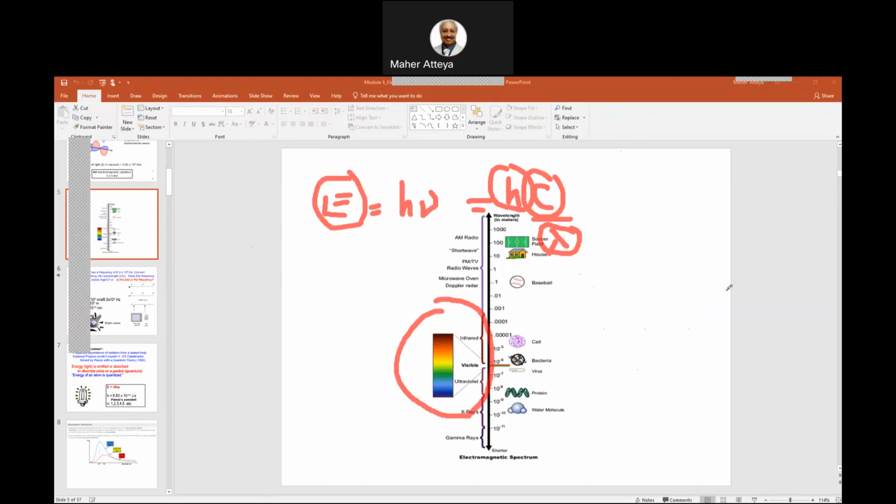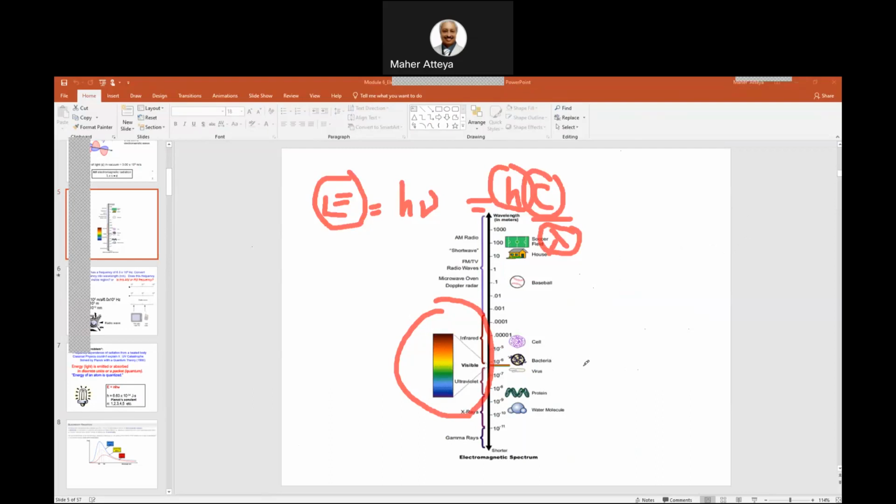And I can tell you that gamma and X-ray have the highest energy. X-ray can go through, correct? And you have X-rays and you have gamma rays. Those are very high in energy, but their wavelength is very small. So they have very short wavelength.